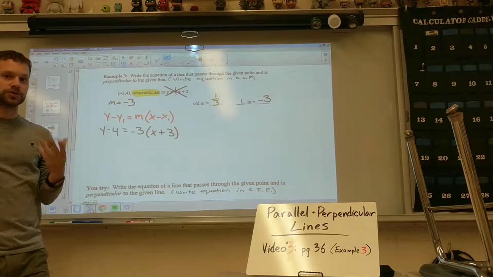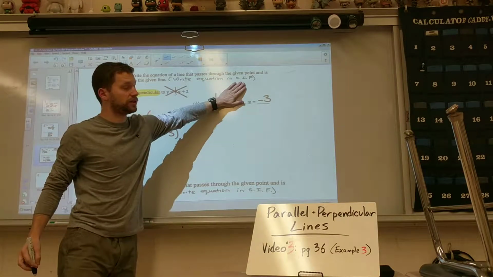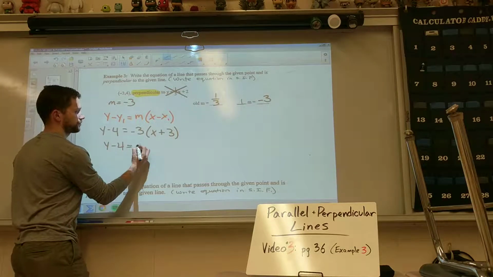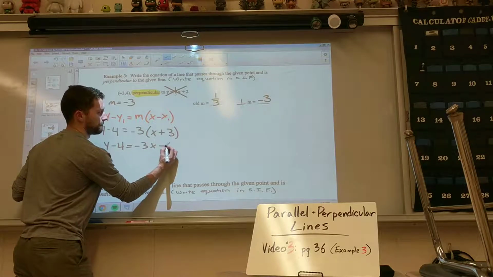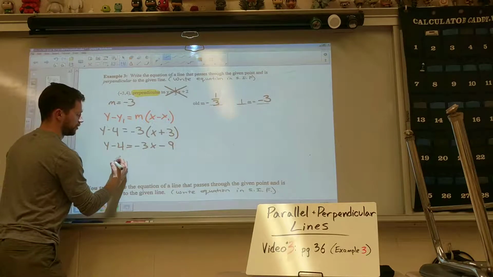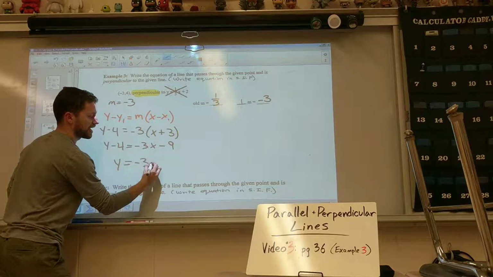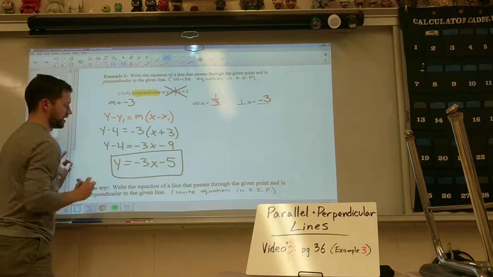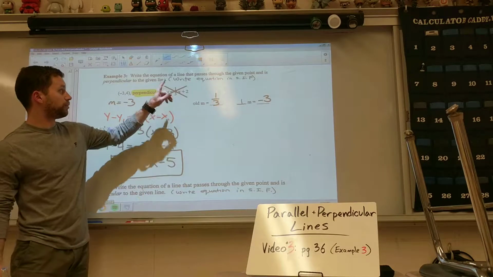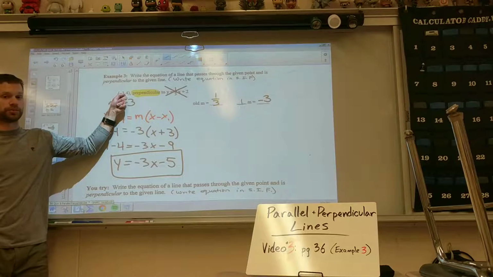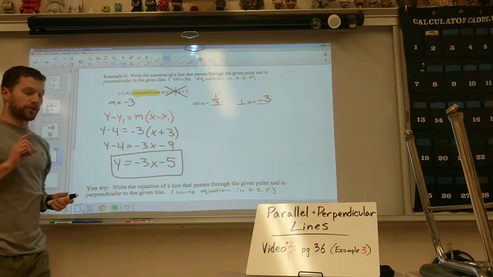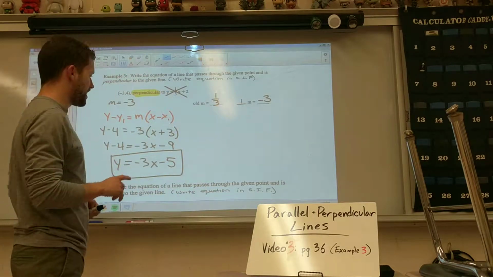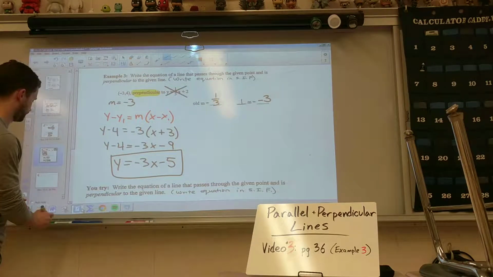All right, so to get this into slope-intercept form, since that's what it's asking for, what we're going to do is distribute and isolate y. So, -3x minus 9, and then add 4, we end up with y is equal to -3x minus 5. And this is our equation that is perpendicular to the given line going through this point. All right, so I want you guys to go ahead, pause this video, go ahead and finish the last two underneath, and then once you unpause the video, I'll have the answers for you.